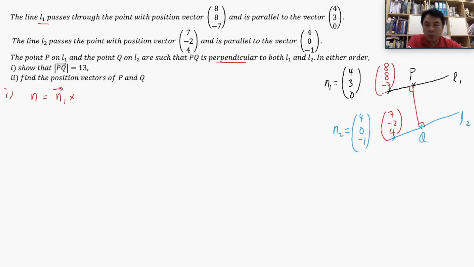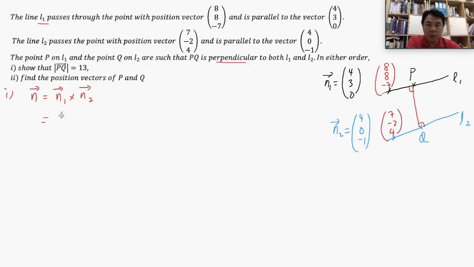Yep, I forgot to label this. Just let me put that down. This is a vector. So to get the directional vector that is perpendicular to both line L1 and L2, I will need to apply a vector product here, n2. Okay, so just let me finish calculating this first.